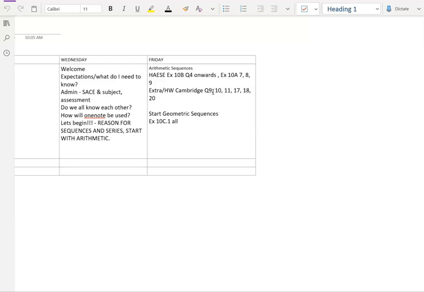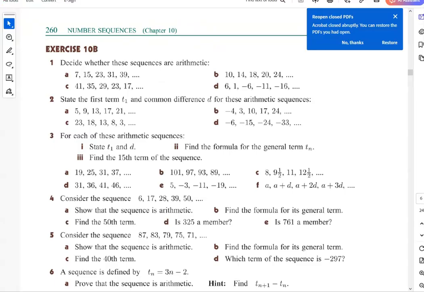All right? So I hope you're happy to skip a few of these questions. Decide whether these sequences are arithmetic or not. How would we suss it? 15 take 7, is that the same as 23 take, and so on. Did we do these yesterday? I think we did. Right. State the first term and the common difference. So we can call that T1 or A, but first term and so on. How would we get the common difference? Once again, 9 take 5 is 4, 13 take 9 is 4.